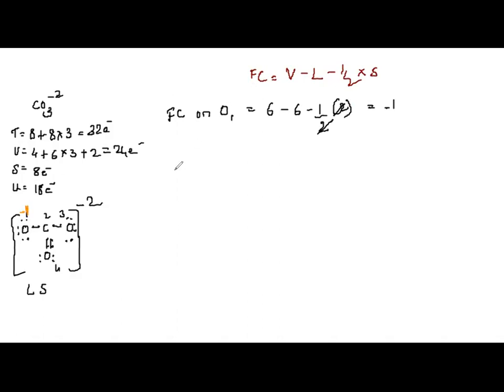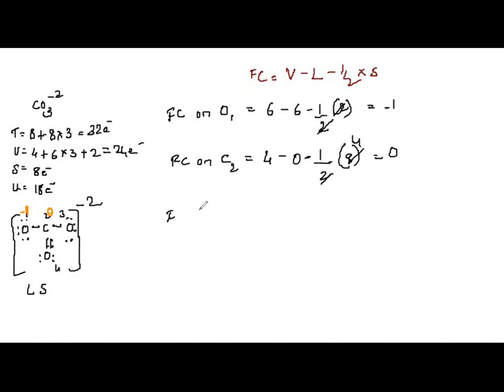Fine. Second one, formal charge on carbon, which is number 2. Carbon valence electrons are 4 minus how many lone electrons? 0, minus half into how many bonding electrons? 1, 2, 3, 4, 5, 6, 7, 8. So 2 ones are 2, 4s are 8. 4 minus 4 is 0. So what is the charge on carbon? It is 0.